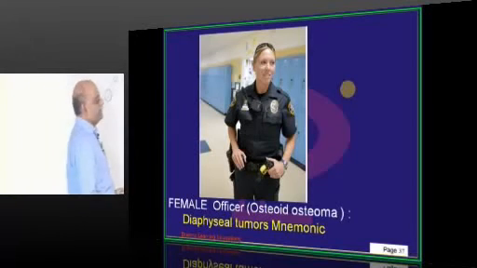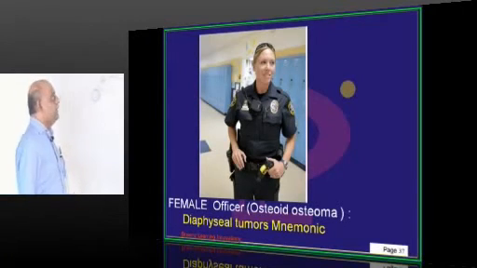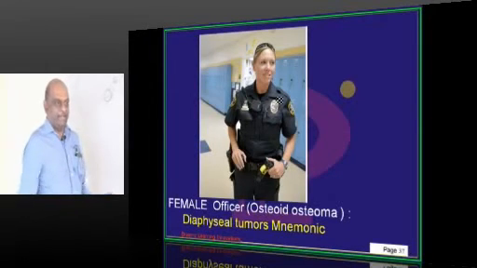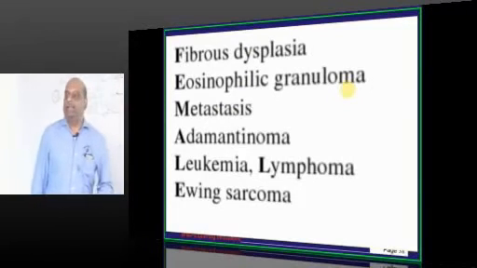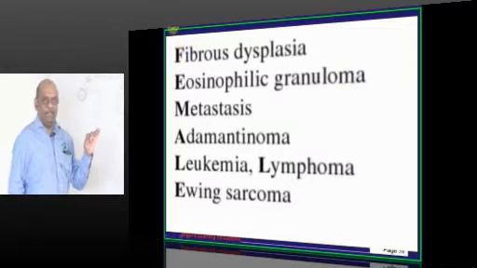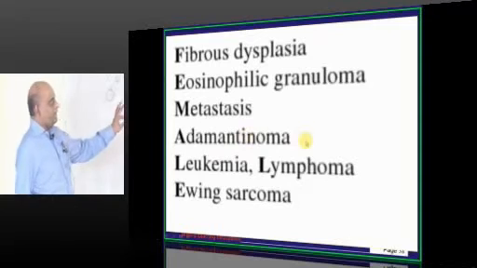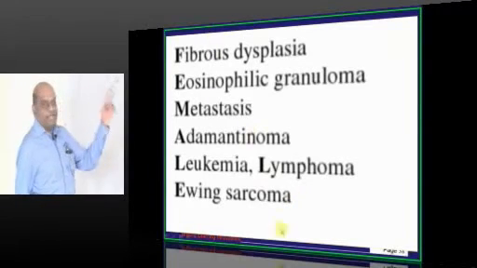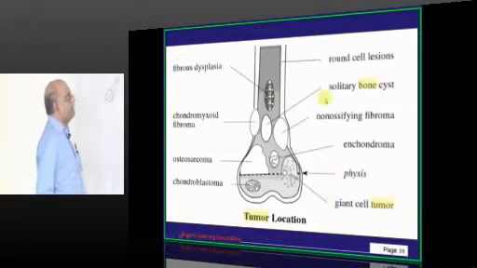Okay, what is female officer about? It is a mnemonic for diaphyseal tumors. Yeah, female officer stands straight like a shaft of the bone, no? So remember diaphyseal tumors. Some stupid way to remember. So, what are female? Fibrous dysplasia, eosinophilic granuloma, metastasis. Metastasis also goes to the diaphysis. Adamantinoma, leukemia, lymphoma, Ewing's sarcoma, and osteoid osteoma. Officer is osteoid osteoma. So these are all basically diaphyseal tumors is what you need to remember.